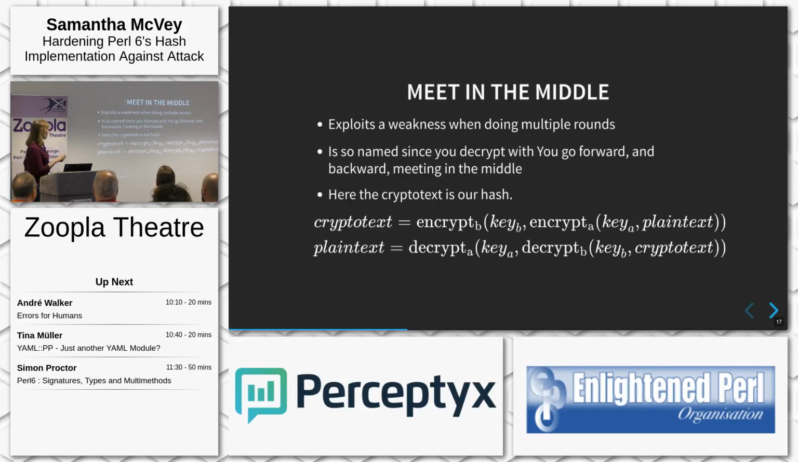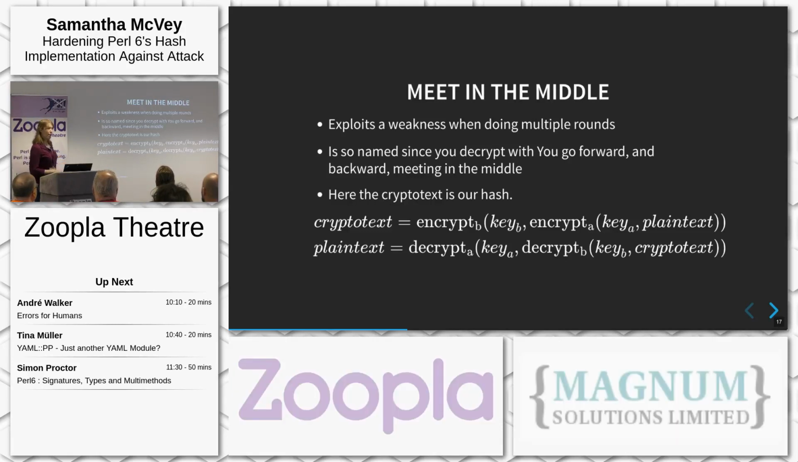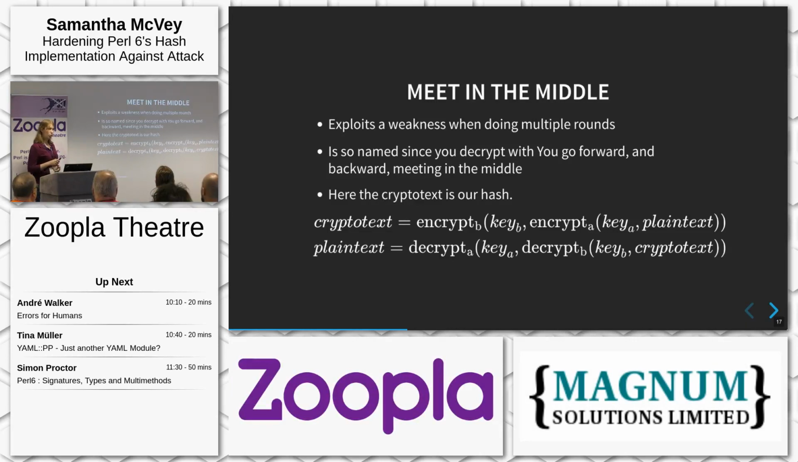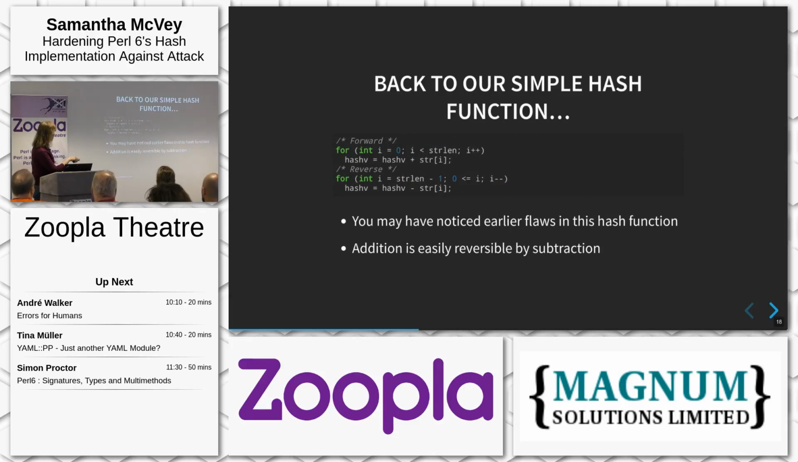And so it exploits a weakness when you're doing multiple rounds. In this example, each round is each code point in the string. Each round, the processing of each code point is identical. So if you imagine it as an encryption operation, it's basically playing the same operation multiple times, and each letter is the data. Because of that, you can reverse it, and I'll explain that a little more.